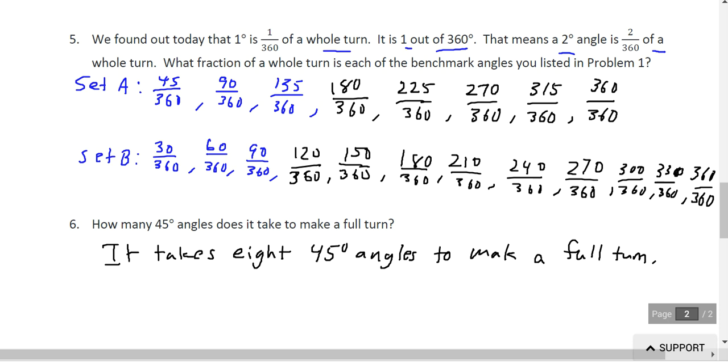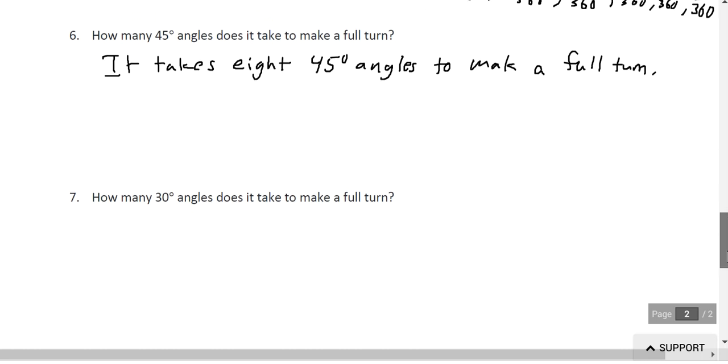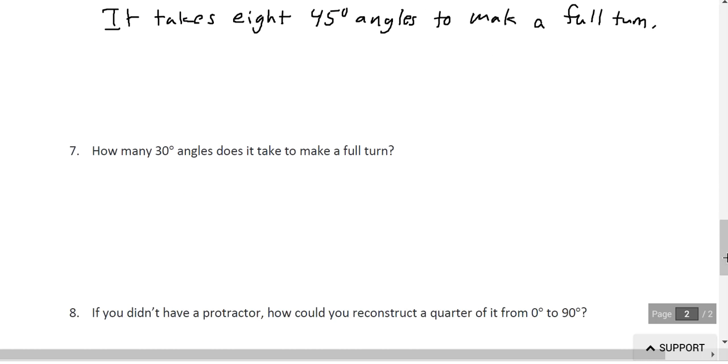And basically you do the same thing for number 7, because number 7 is asking you, well, how many 30-degree angles does it take to make a full turn? Well, just count them. 1, 2, 3, 4, 5, 6, 7, 8, 9, 10, 11, 12. So you can write it, it takes 12 30-degree angles to make a full turn.